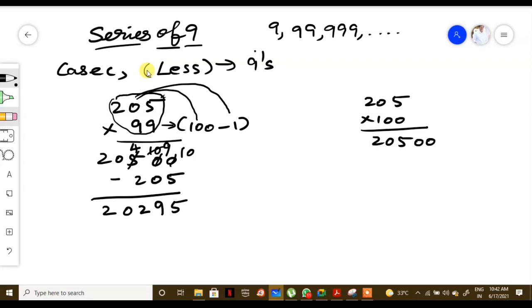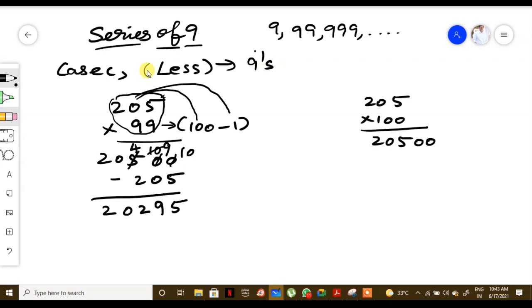If it is lesser nines, we will be having some base method, or in the future we are going to see. But this type of methods we are doing with this series of 9, we will be going with the same thing here. So 205, just we multiply by 100, next subtract by 205 into 1, that is, we will get the answer.